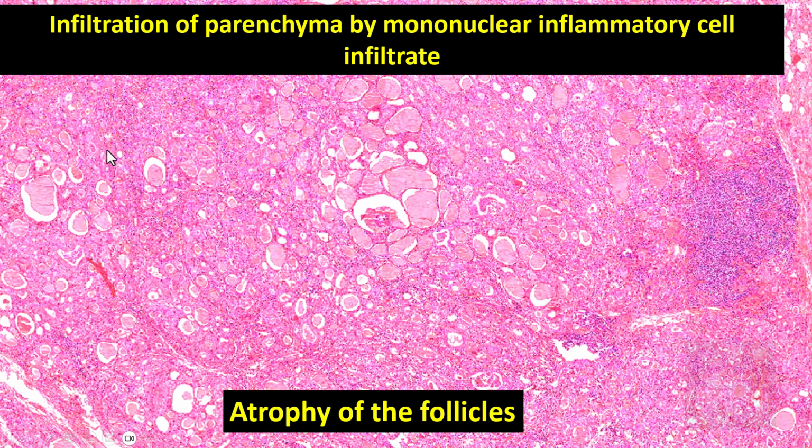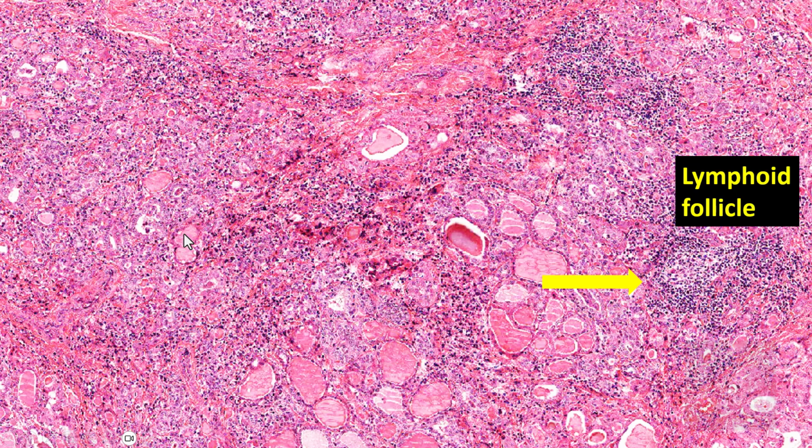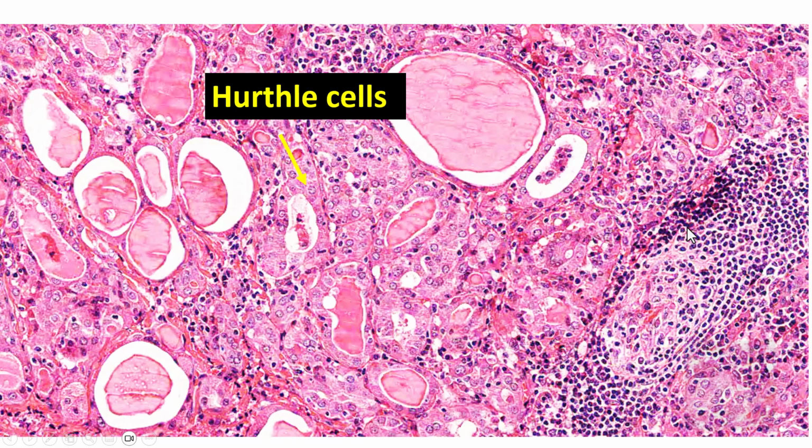There are variable sized follicles. You can even see a lymphoid follicle here. Many of the follicles are atrophied, but these are the ones which are being destroyed, and these are known as Hurthle cells. What is a feature of Hurthle cells?